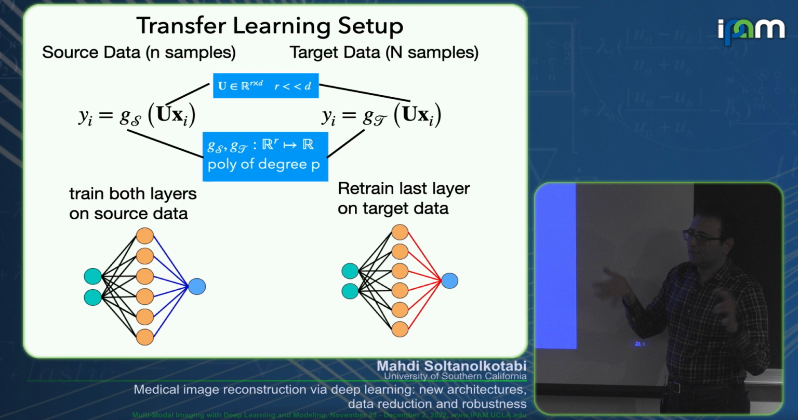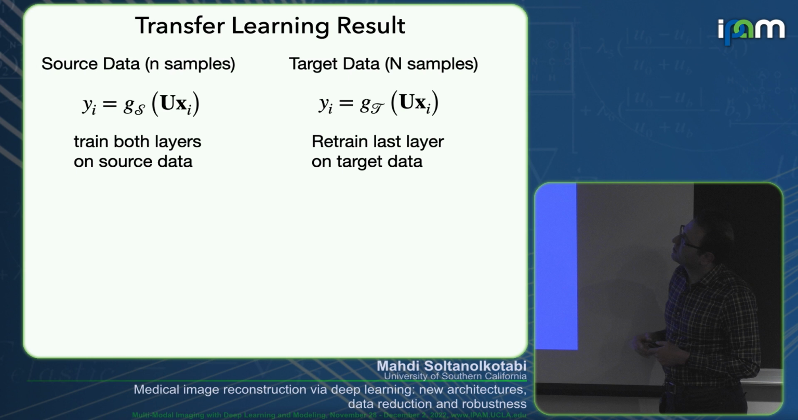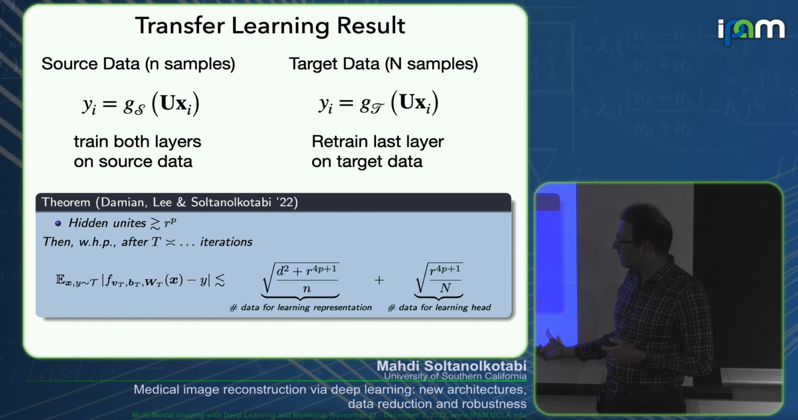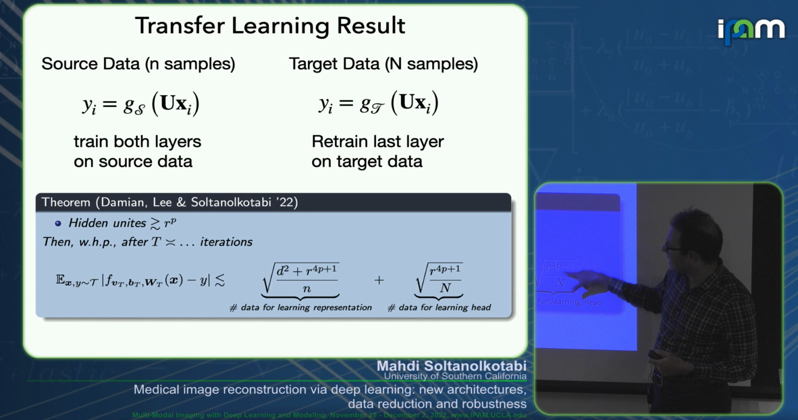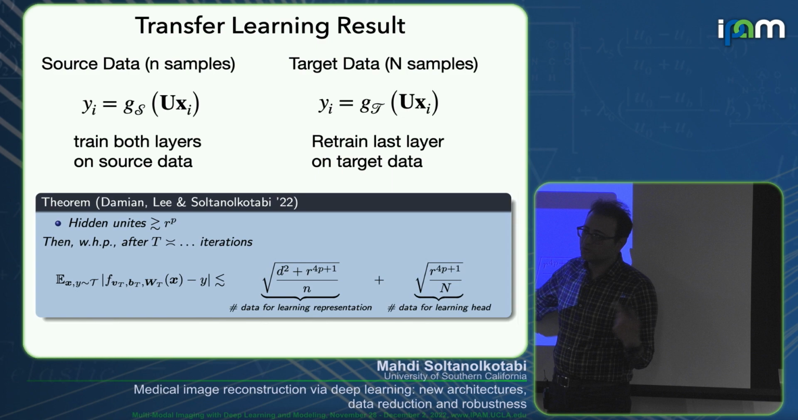You learn on your more abundant source data. You freeze some layers, retrain the next few layers on the target data. And so we show that, at least in this toy transfer learning model, you actually can get away with much fewer target data, in the sense that using the source data, you will learn the hidden representation. You just need enough target data to learn the new polynomial head. So if you notice, this is the sample complexity you would need to learn the new polynomial head. It's as if you already learned U, right, from the source data.